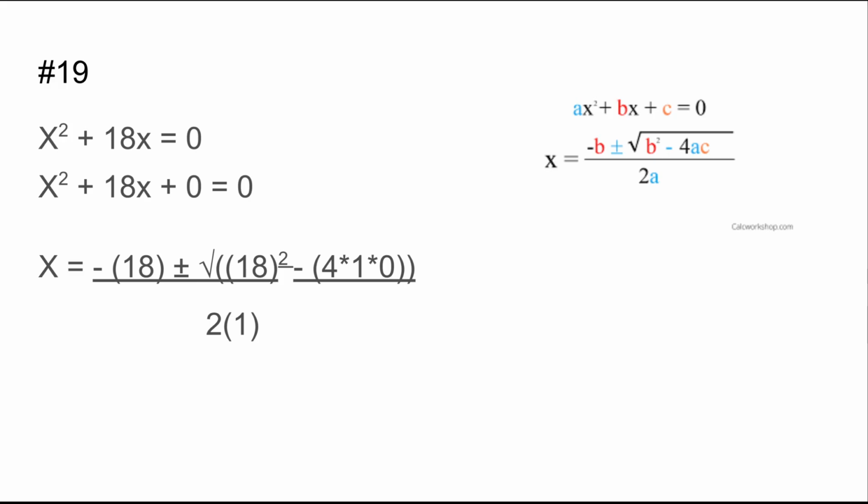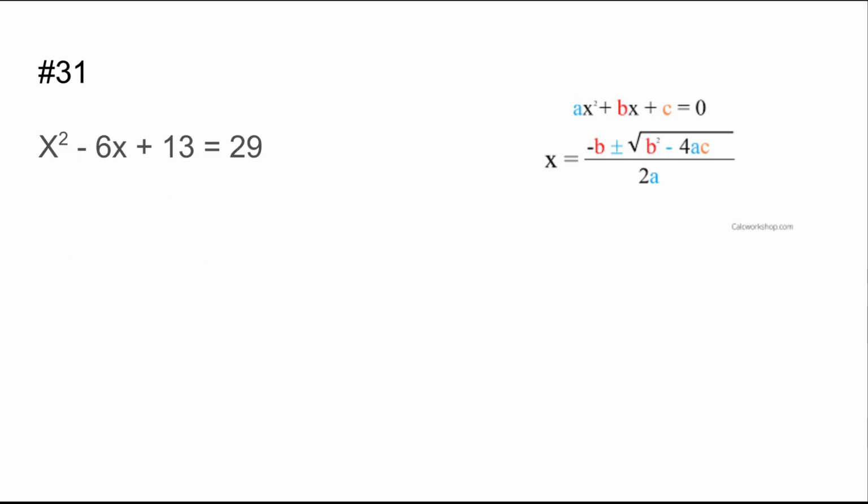Negative 18 plus the square root of 18 squared minus 4 times 1 times 0, enter, divided by 2, x equals 0. And then we're going to do it again. Negative 18 minus the square root of 18 squared minus 4 times 1 times 0, enter, divided by 2, equals negative 18. These are our two solutions.